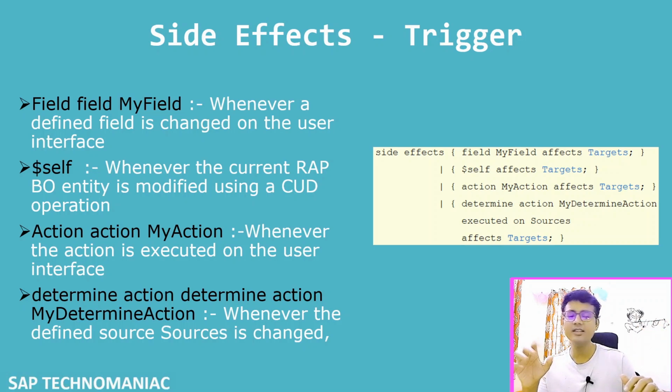Your triggering condition can be a field: whenever you change some field, you want to reload fields or the screen. Your triggering condition can be the entire entity, meaning a create, update, or delete operation on that entity; whenever this happens, you trigger the targets. Or your triggering condition can be actions, and when you trigger these actions, you want to reload your screen. Or it can be determine actions as well. We will discuss determine actions in detail along with validations, then you will understand better.